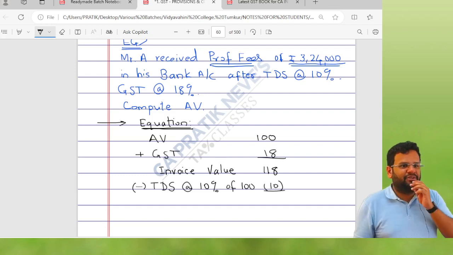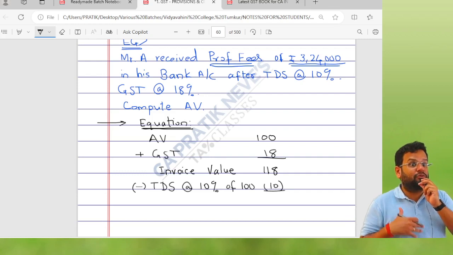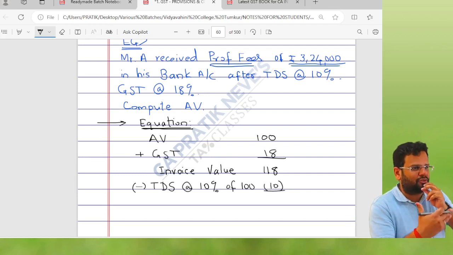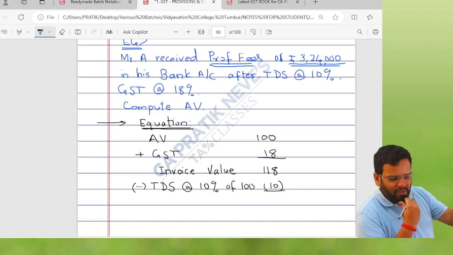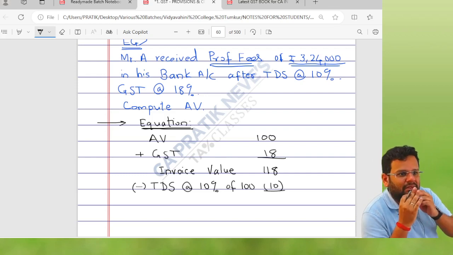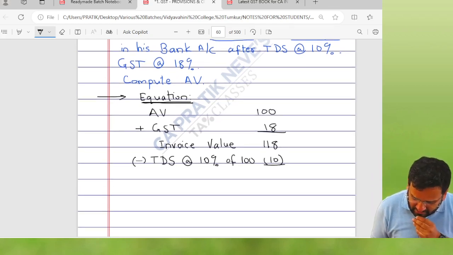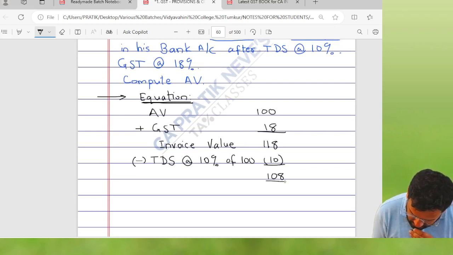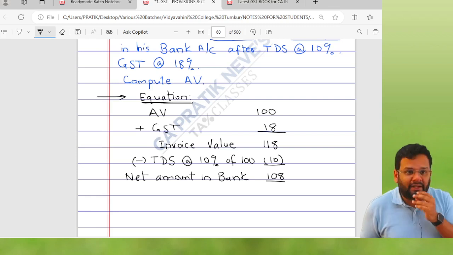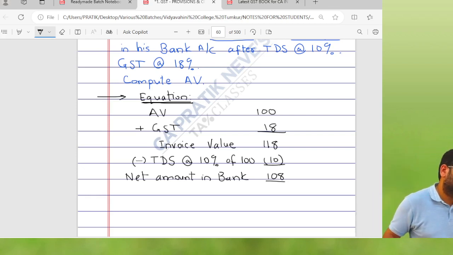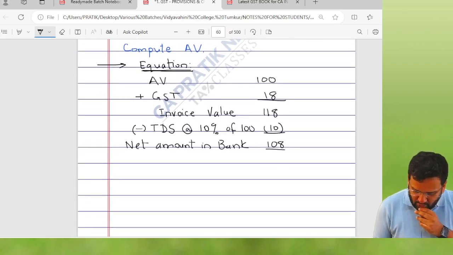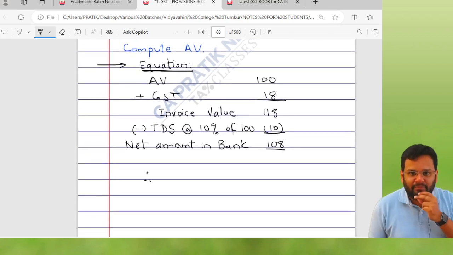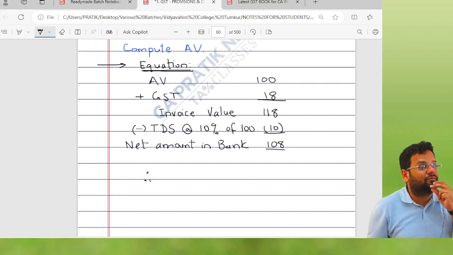10. Friends, you can't be replying like this. We have 17 more days to go after this. Show more josh in replying. So 118 minus 10. What is the net amount? Net amount that would be received in bank. Net amount in bank will be how much? 108.